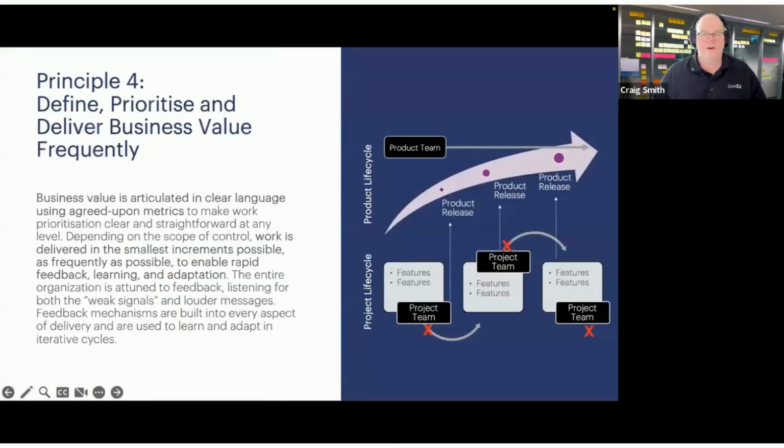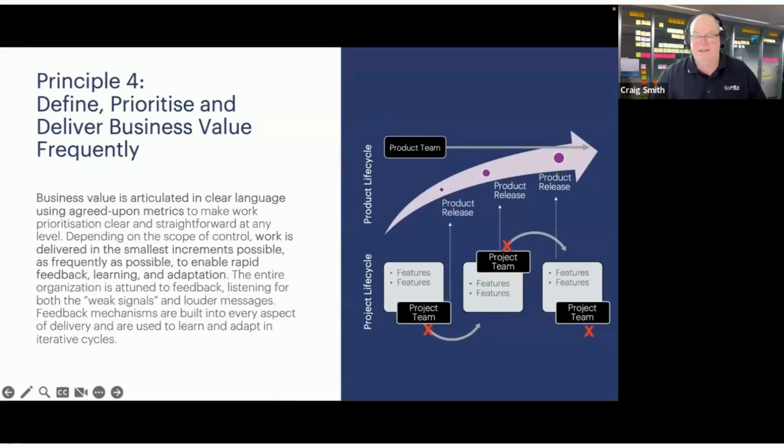Principle number 4, define, prioritize, and deliver business value frequently. I'm going to save you a bunch of time and make this really simple. This is just team-based agile in a nutshell. So you already know how to do this. We know how to define work. We know how to prioritize it. And we understand that delivering business value frequently is super important.